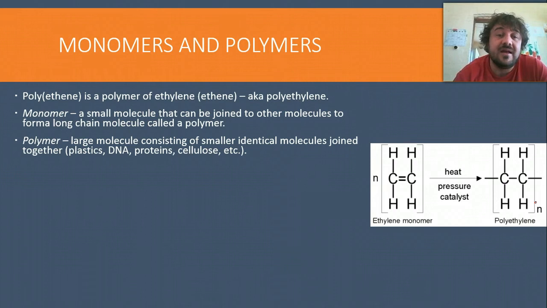Now, the polymer itself is a large molecule, a long chain consisting of smaller identical units joined together. And it's those smaller identical units that we use to identify it. So we name it based on that, and we usually put poly on the front of it. Not always. Like DNA is deoxyribonucleic acid. We don't tend to call it polydeoxyribonucleic acid, but we could.